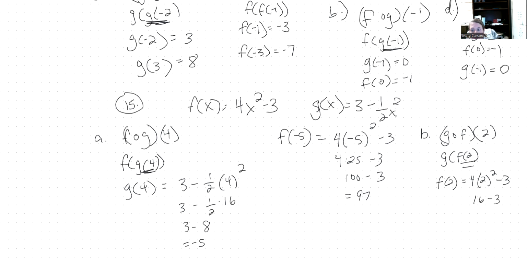And now we're going to do g of 13. So we go to our g. That's going to be 3 minus 1/2 times 13 squared. So that's what, 169, I believe. Yeah. 13 squared is 169, divided by 2, it's going to be 84.5. So 3 minus that is going to be a negative 81.5.